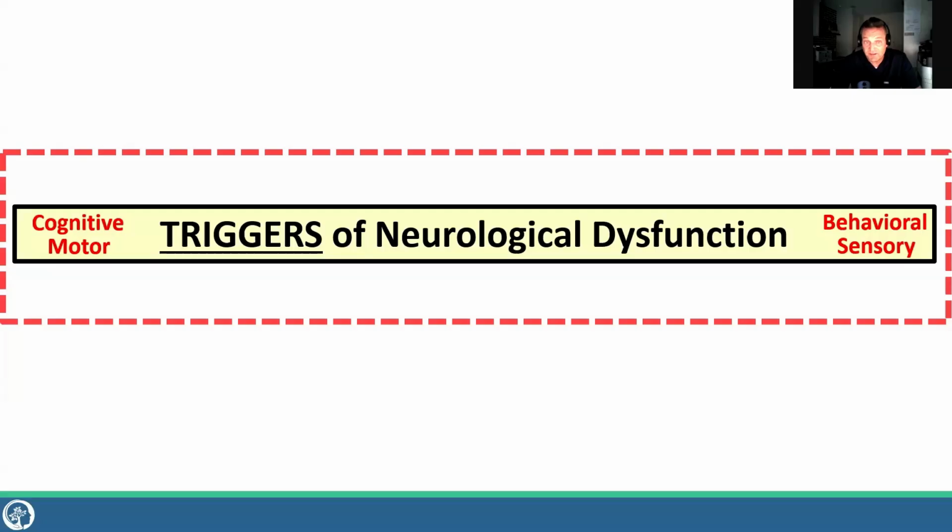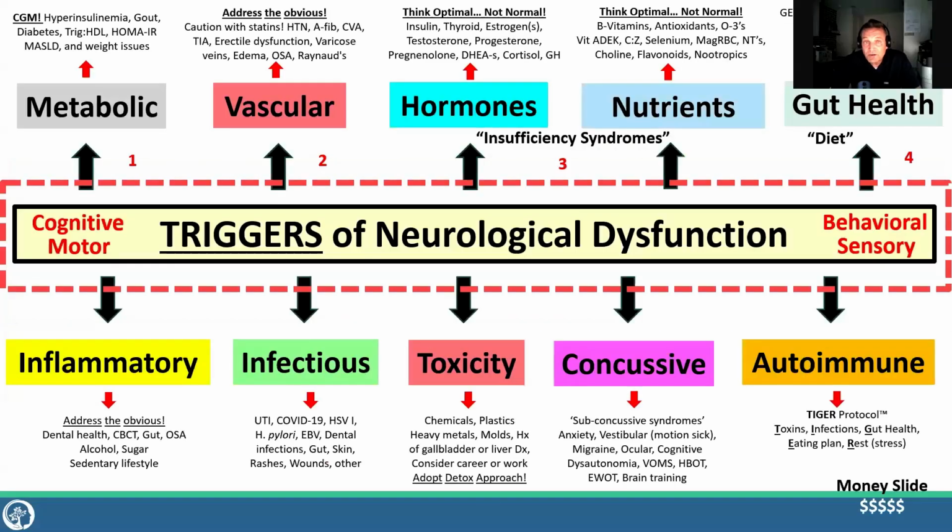And there's triggers of these, okay? That previous slide that I showed you, I'm going to go back to that slide. All of these are triggers of neurological dysfunction. So, for example, women can have a hot flash when they go through menopause and their hormones are off. That represents a sensory distortion.